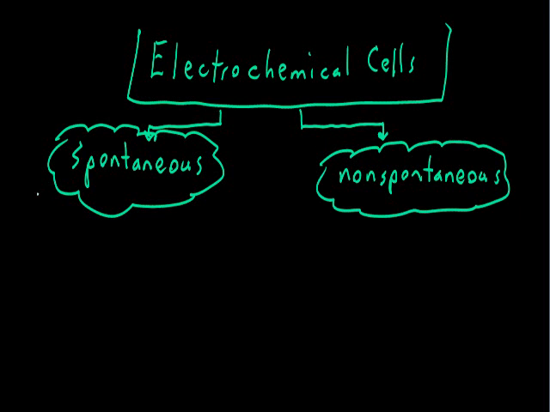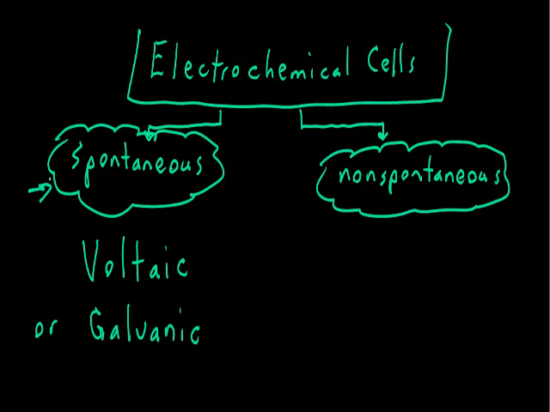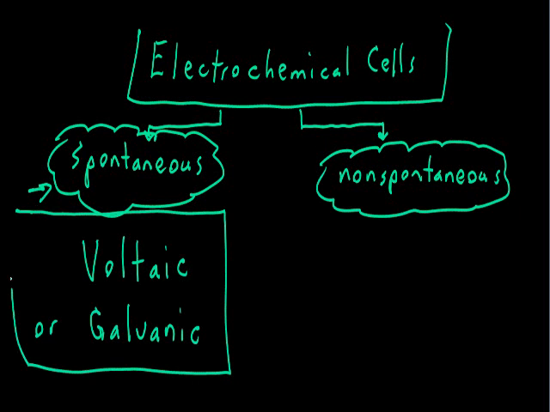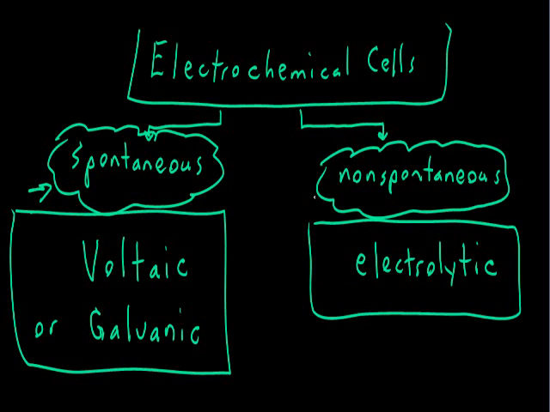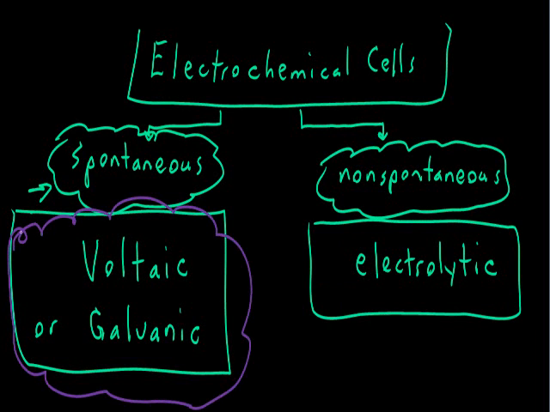When referring to spontaneous cells, they go by the name of either voltaic or galvanic cells, whereas electrochemical cells that are non-spontaneous go by the name of electrolytic cells. This would be one means we have of distinguishing between spontaneous and non-spontaneous electrochemical cells. For our purposes, we're going to focus on the voltaic or galvanic cells in this part of our lab exercise.